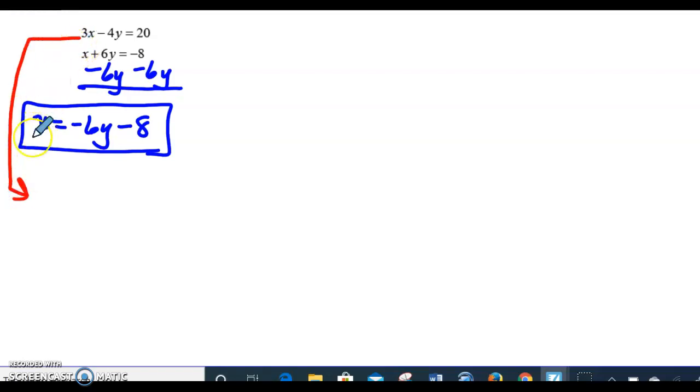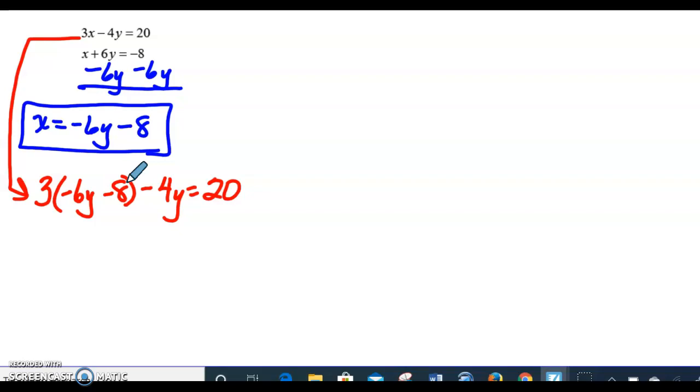Wherever I see the x, because x is equivalent to this binomial, I'm going to go into the equation I wasn't working. Wherever I see an x, I'm taking it out. Everything else on that equation stays identical. So I still have the 3 in front, I still have the minus 4y, I still have the equals 20. I did take the x out, and I'm going to replace it with this negative 6y minus 8.